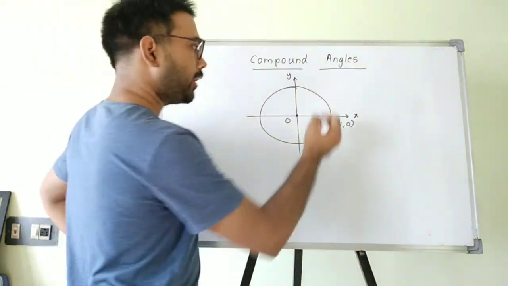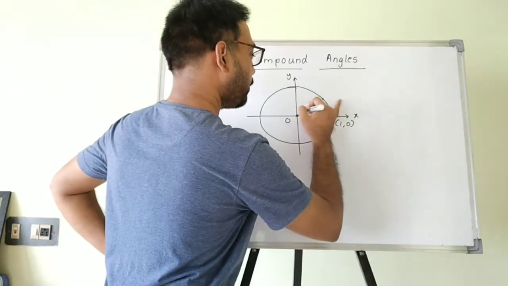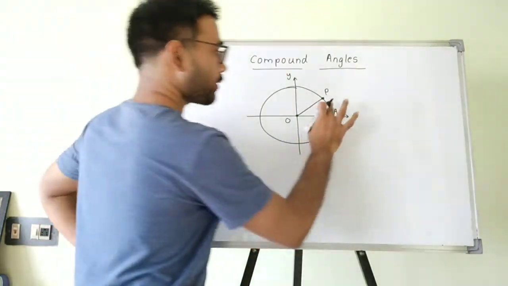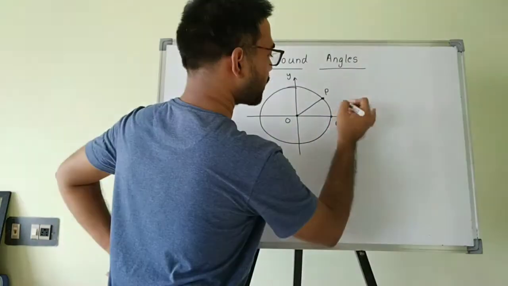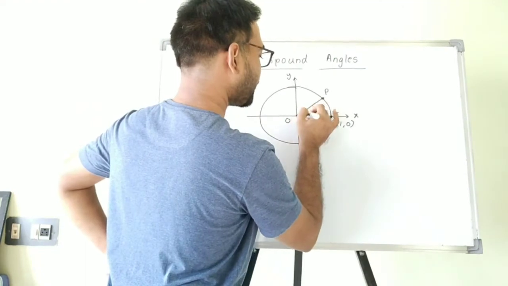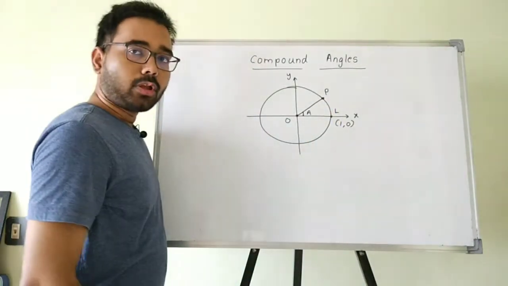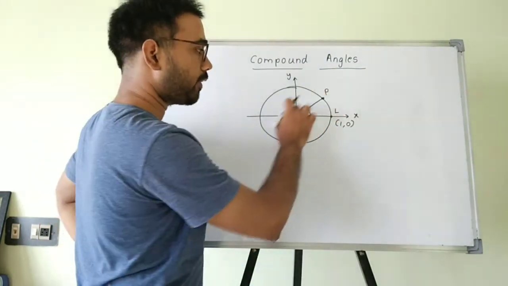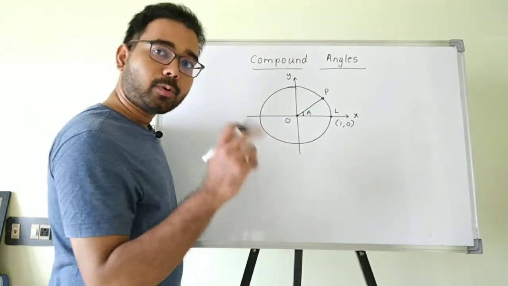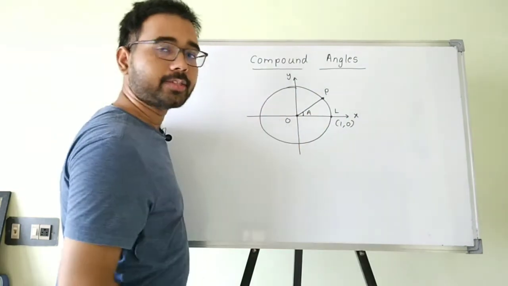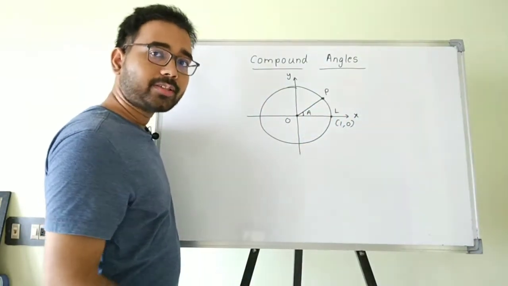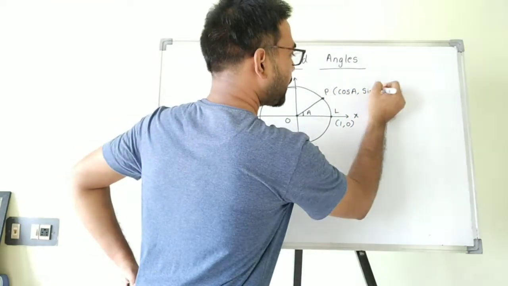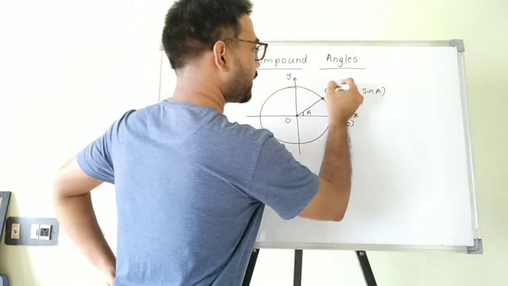Now let's say we have a point P, and OP makes an angle. Let us say this angle is capital A. By the definition of trigonometric functions, what is cos of A? Cos of A is the x coordinate upon the distance. So x coordinate upon 1, because OP is the radius, 1 unit. So the x coordinate is nothing but cos A, and the y coordinate is sin A. This comes from the definition of cos A and sin A.